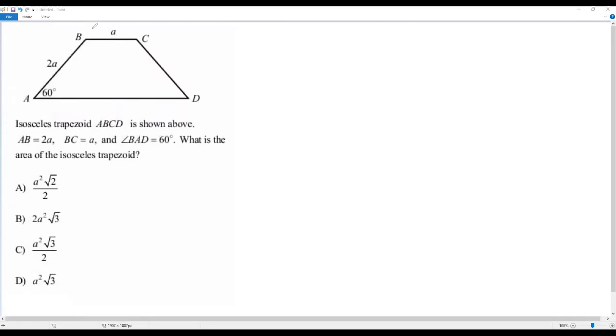Here we have an SAT math problem. Okay, let's go to the question. Isosceles trapezoid ABCD is shown above. AB equals 2a, BC equals a, angle BAD is 60 degrees. What is the area of this isosceles trapezoid?